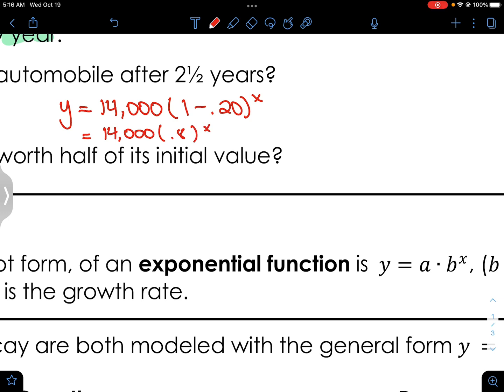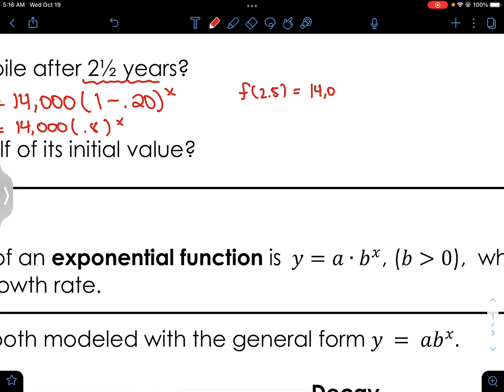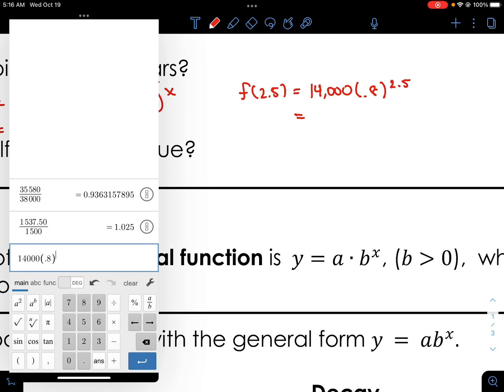And so now that we have this equation that represents this situation, we want to know the value of the car after 2.5 years. So we would take this and say f of 2.5 is equal to 14,000 times 0.8 raised to the 2.5 power. And if we type it into our calculator, 14,000 times 0.8 raised to the 2.5 power, you find out that this car after 2.5 years is only worth $8,014.07.